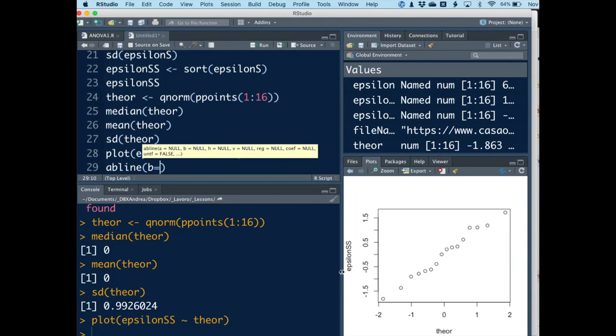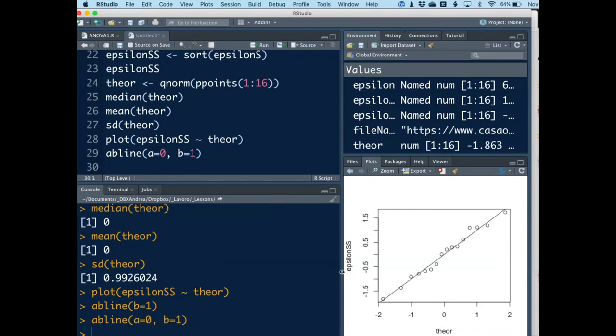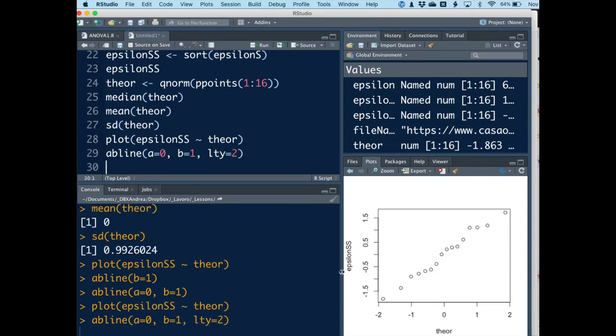A equal 0, B equal 1. Oh gosh, that's a mistake. Okay, that's better. Maybe we should do something like this. All right, so here we go.